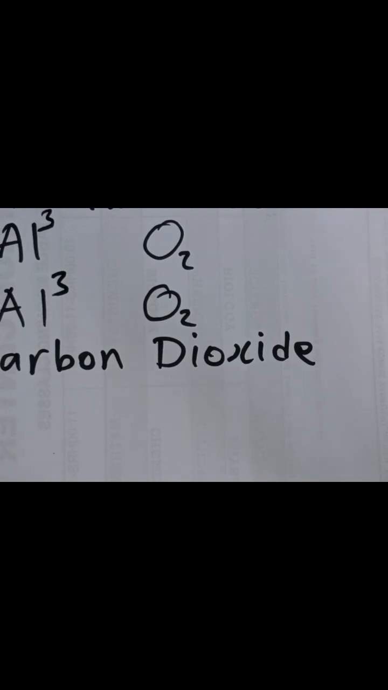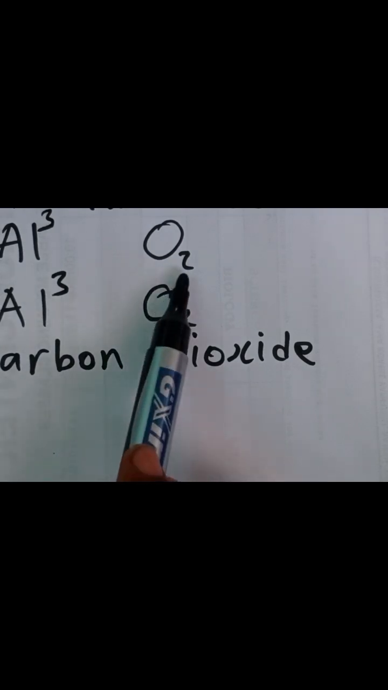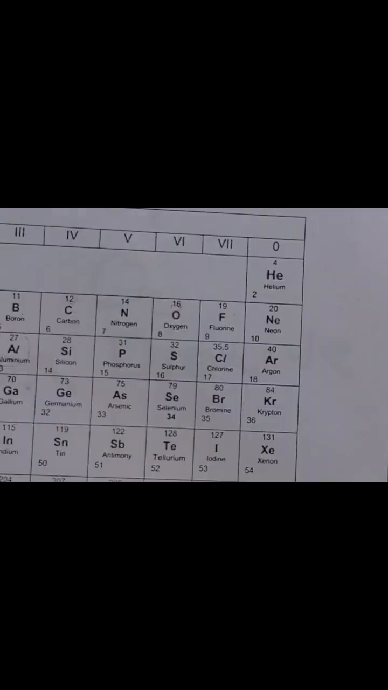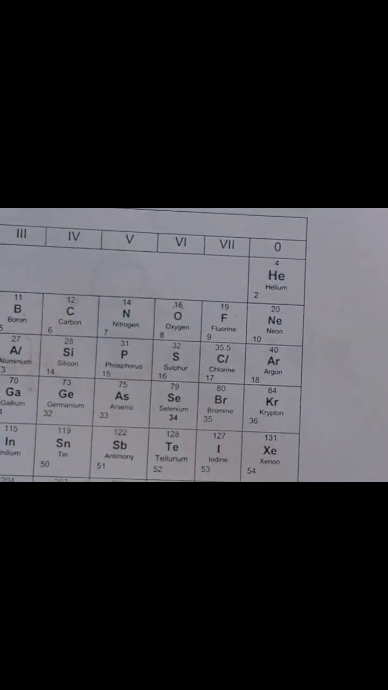Then let's go to oxygen. Oxygen is a non-metal. There is a difference between oxygen and aluminium. Aluminium is a metal. Oxygen is a non-metal. So what is this 2? This is just the formula for oxygen. But let's look at the valence number of oxygen. Let's look at the periodic table. As you can see, oxygen is a non-metal coming from group 6.